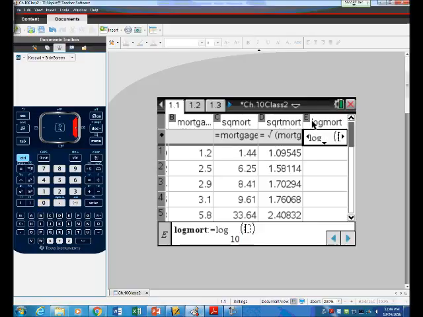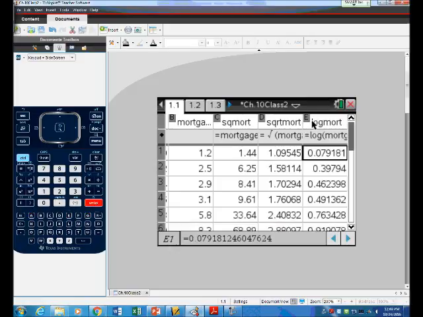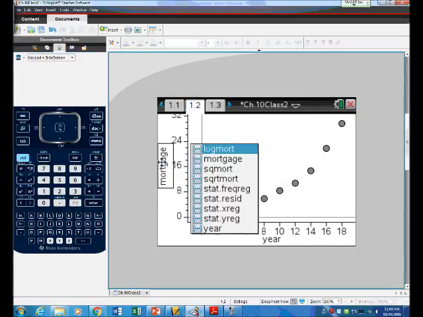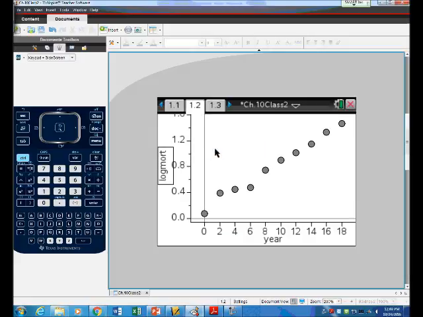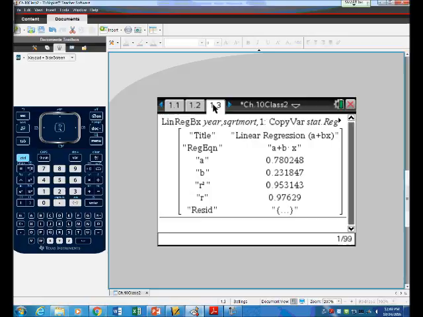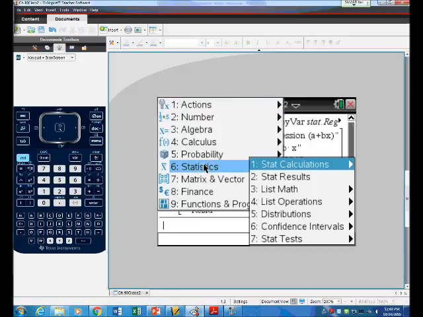Okay, excellent. I'm going to go back to my original scatter plot, type in the log of mortgage, and it looks pretty similar to the square root. Go to my calculator page, run the model, just to see what that looks like. So I have year explains the log of mortgage, F2, by the way, that's where it's stored.